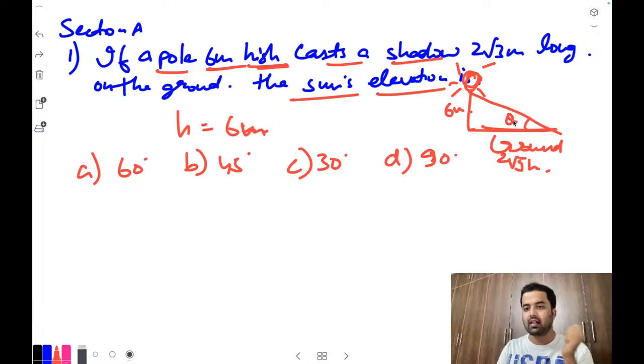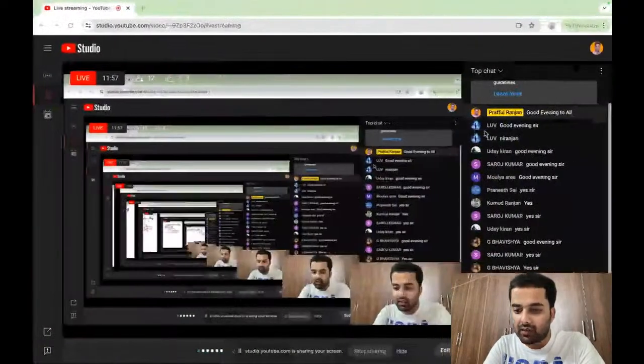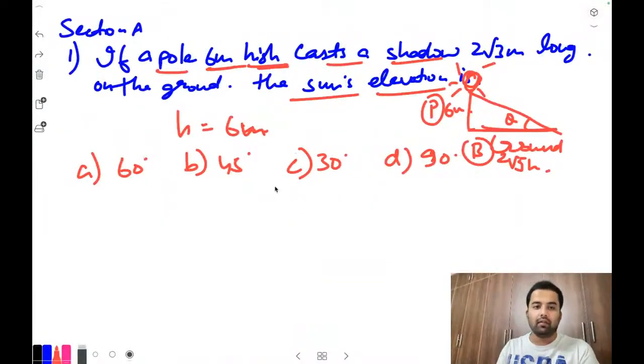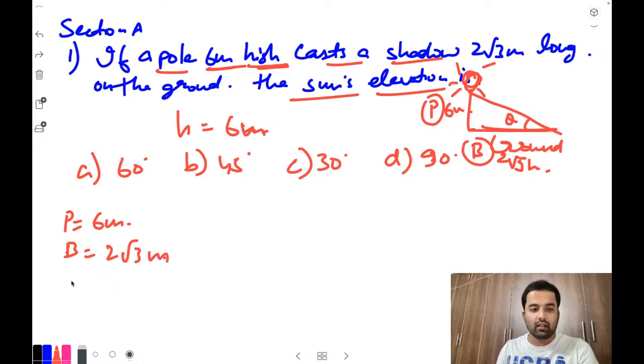Which means the angle, it is asking about the theta value. As you see here, this is the P value, this is the B value. According to P and B, what will you apply? Anybody have the answer? No one. We have the P value here, which is 6 meter. B value is 2 root 3 meter. You have to find the theta actually here. Get me the answer. Everyone, try to solve. According to PB, what are you going to apply, let me know.